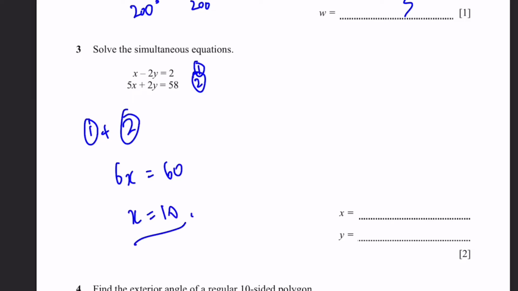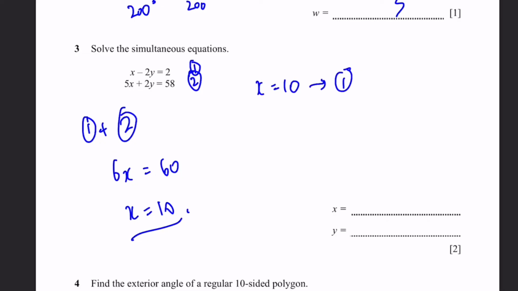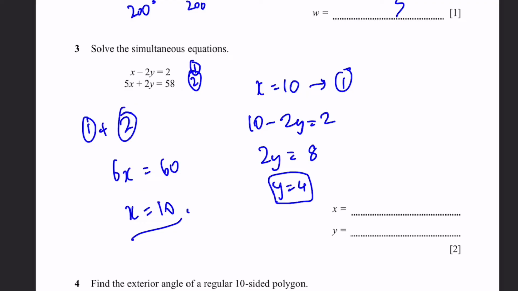Now we just substitute into the first equation. Now when we substitute this, 10 minus 2y equals 2. 2y is therefore equal to 10 minus 2, which is 8. And y is equal to 4. Now we have x equals 10, y equals 4. That's our answer. Question 4.